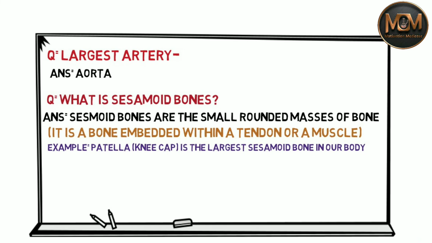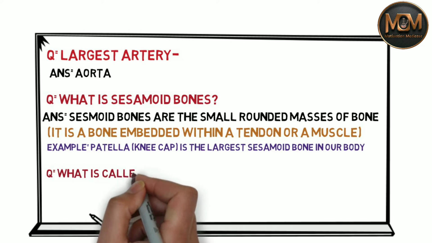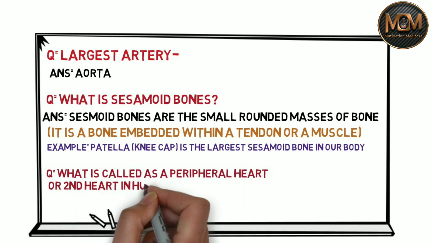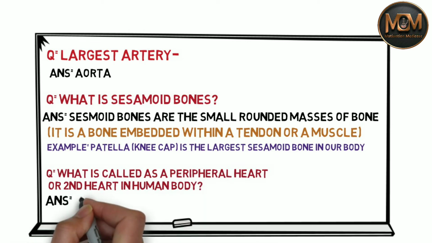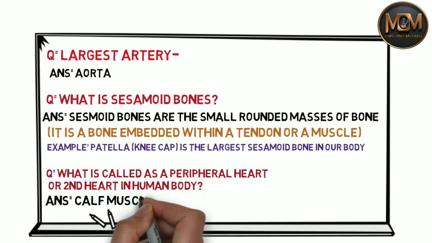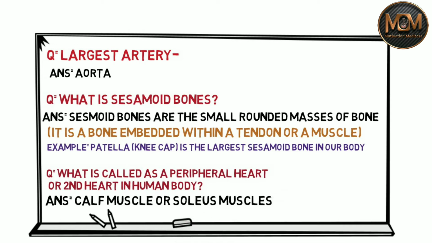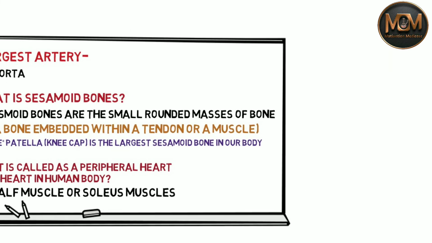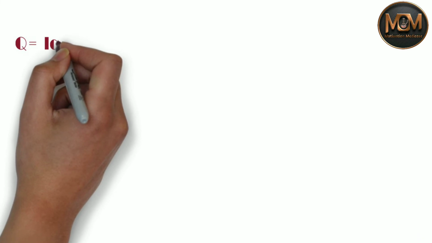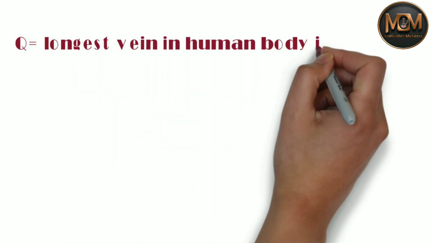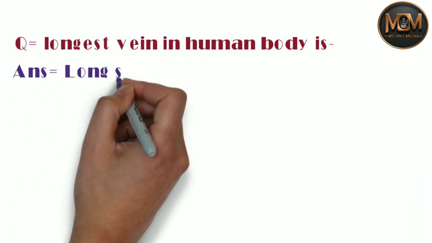Now let's take another question: what is called the peripheral heart or second heart in the human body? The answer is the calf muscles, or we can say the soleus muscle as well. It is composed of two muscles: the first is the soleus and the second is the gastrocnemius. Now let's take another question: which is the longest vein in the human body? The answer is the long saphenous vein.